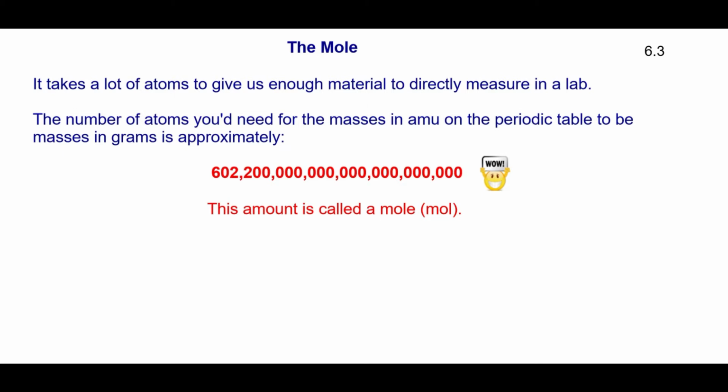If we want the mass on the periodic table, which we've been looking at for individual atoms in AMUs, to be masses in grams, it would be 6.02 times 10 to the 23rd. This is called Avogadro's number, and the unit is called a mole. It has to be lowercase, and sometimes you will abbreviate it mol, dropping the E.